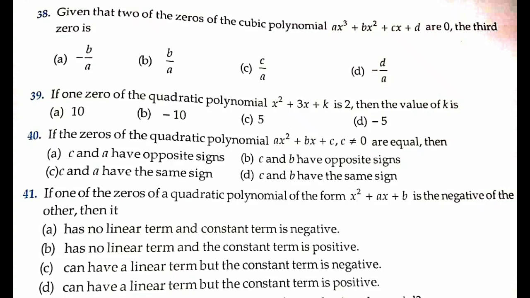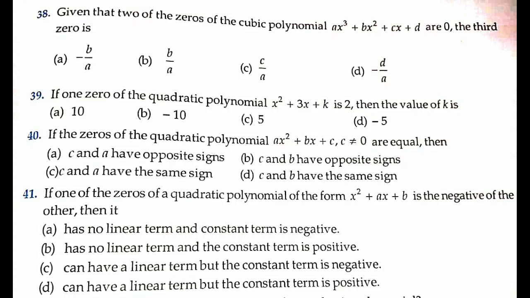Next question we have, if the zeros of the quadratic polynomial ax square plus bx plus c, a not equal to 0, are equal, then in this situation, c and a have opposite signs, no, it is false. c and b have opposite signs, this is also false. c and a have the same sign, yes, in this situation we have to consider c and a as the same sign, this is the right answer. And c and b have the same sign, no, this is also false. So the right answer is C.